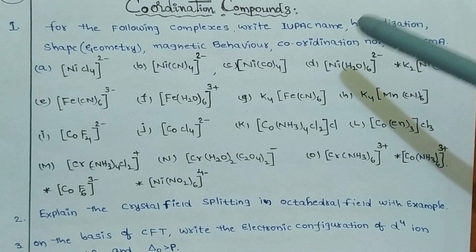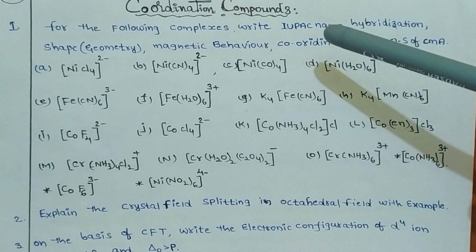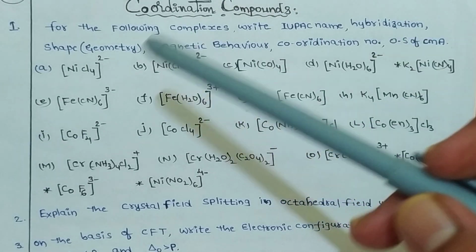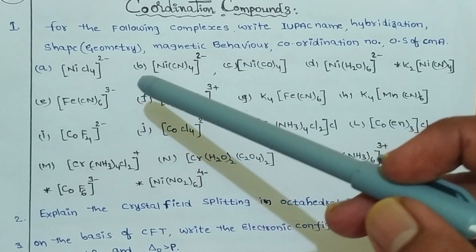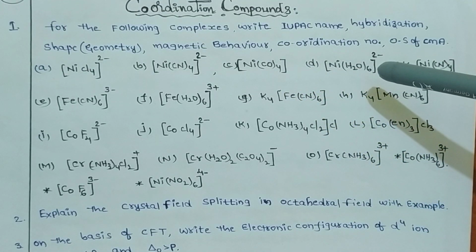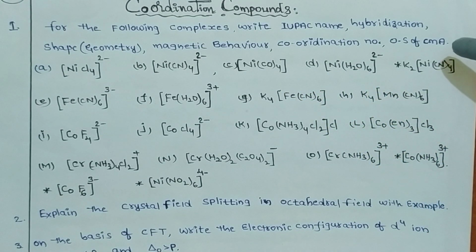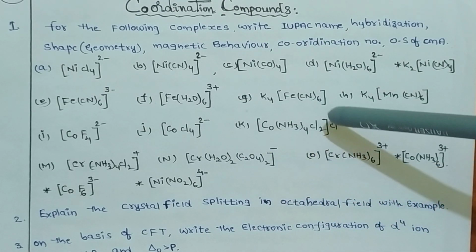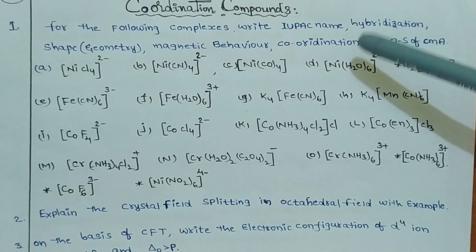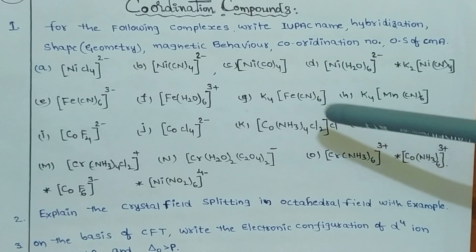First one means they will give complex compounds and they may ask their IUPAC name, central metal atom hybridization, geometry of the complex compound, the magnetic behavior, coordination number, and oxidation state of the central metal atom. These questions they are asking every year. So if you are practicing these questions, maximum it will be repeated. So first you practice this question.